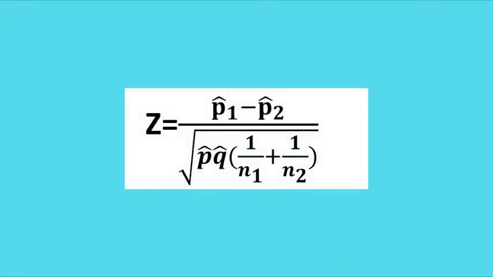And for our two sample proportion, we have the formula z is equal to p hat sub 1 minus p hat sub 2 all over the square root of p times q, quantity 1 over n sub 1 plus 1 over n sub 2, quantity. Where n sub 1 is the sample size of the first sample, x sub 1 is the number of successes in the first sample, and p hat sub 1 is the proportion of the number of successes to the number of samples in the first sample.